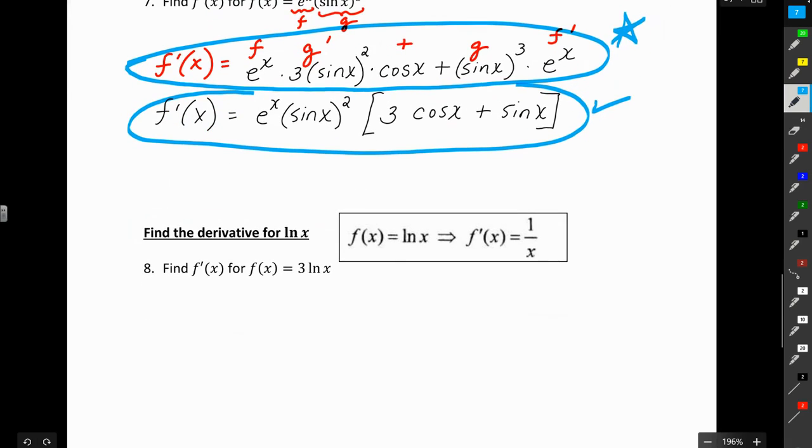All right, moving on to number 8, we're looking at the derivatives of ln of x. So the derivative of the natural log of x is just 1 over x. So for number 8, the derivative of 3 ln of x is going to be 3 times 1 over x, which is just 3 over x.